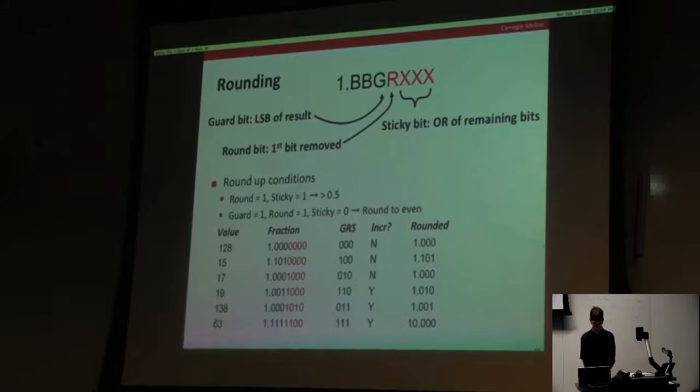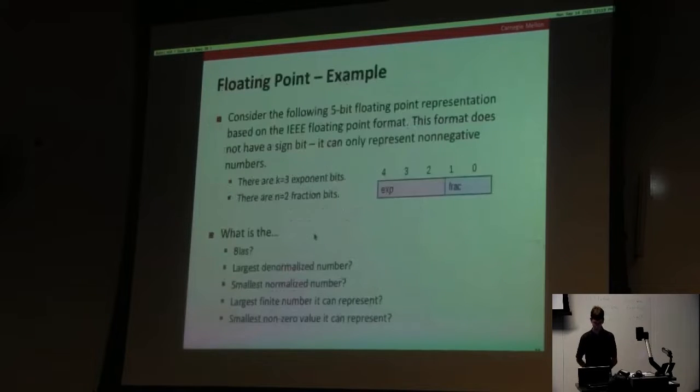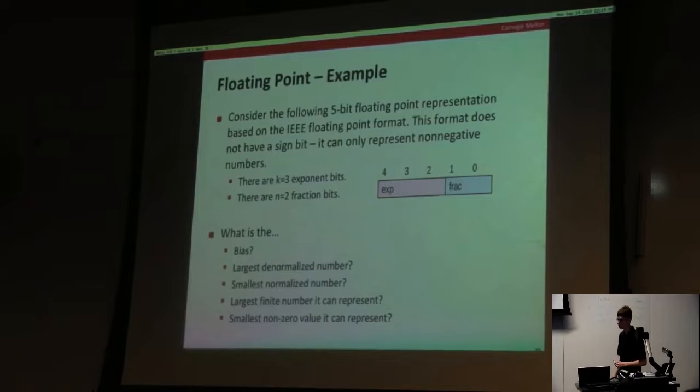So there's the table there. Okay. And so then we've got some examples here just to finish off the recitation. So we're back to this 5-bit system, 3 exponent bits, 2 fraction bits. What's the bias? So I already calculated that before. So we had k equals 3, so that's 2 to the 2 is 4 minus 1, so the bias is 3. And then we can talk about, what's the largest denormalized number that we can represent?